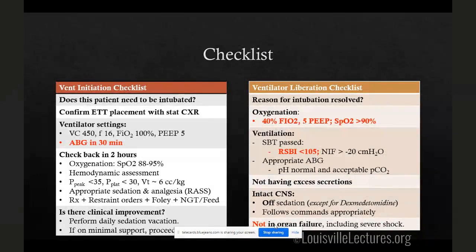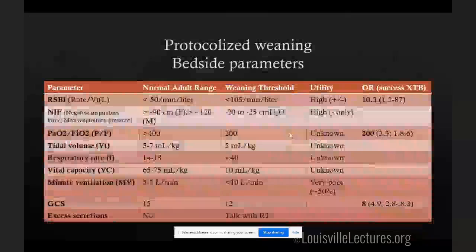One common answer is look, high peak pressures, just disconnect the endotracheal tube from the circuit. So yeah, exactly. Yeah. So yeah, be aware of that.